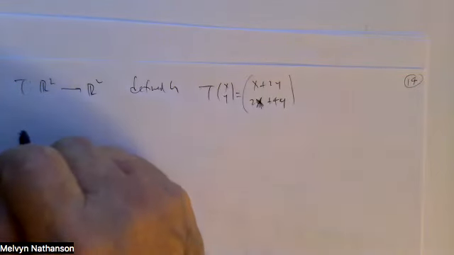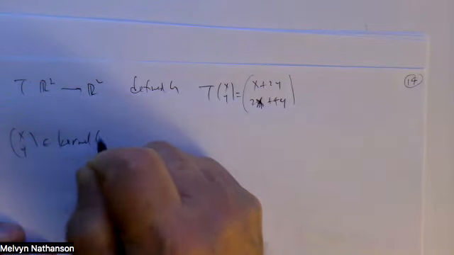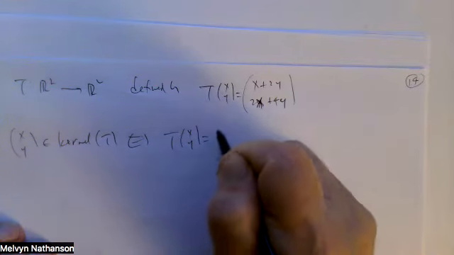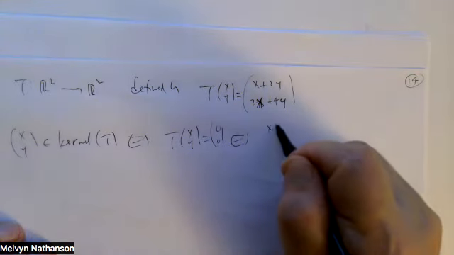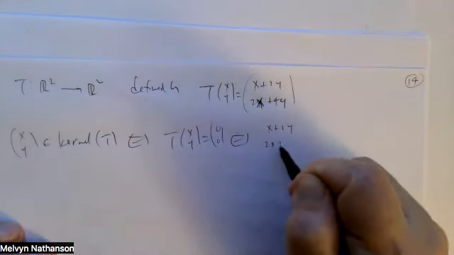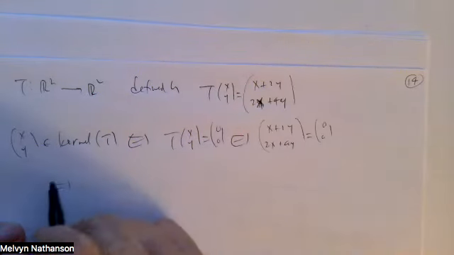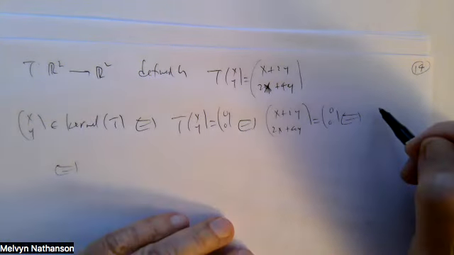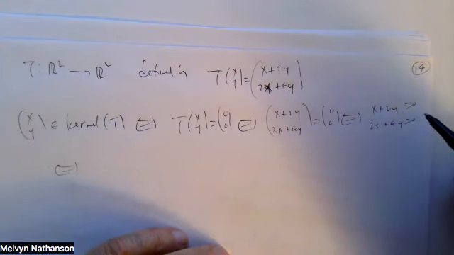So what is the kernel? So (x, y) is in the kernel of T if and only if T of (x, y) is the 0 vector, which is if and only if (x plus 2y, 2x plus 4y) is the 0 vector. So if and only if x and y are solutions of the equations x plus 2y equals 0, 2x plus 4y equals 0.